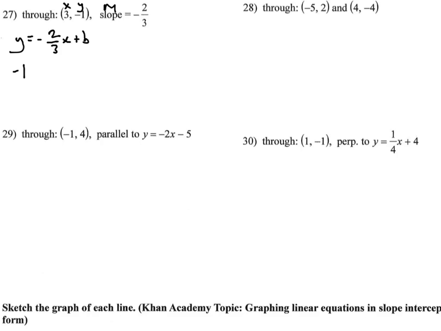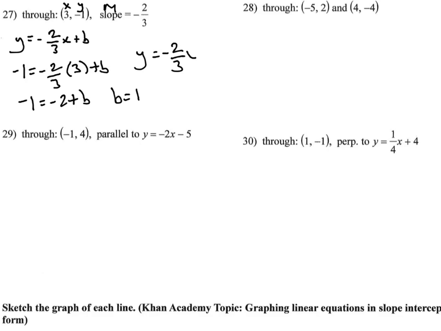So we have negative 1 equals negative 2/3 times 3 plus b. Negative 1 equals negative 2 plus b. Add 2 to both sides, so b equals positive 1. And last step, we're going to plug everything back into our equation. So y equals negative 2/3 x plus 1.